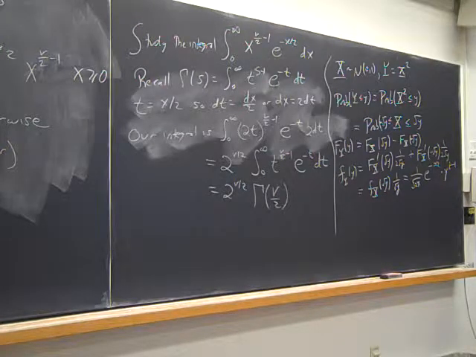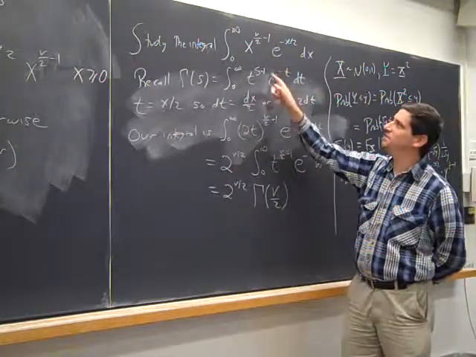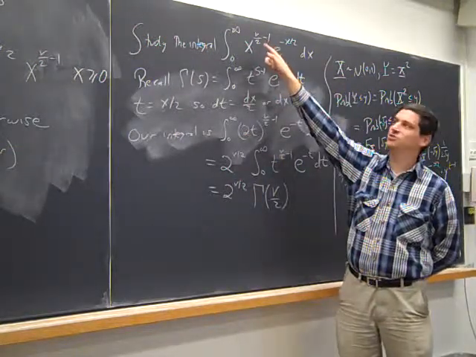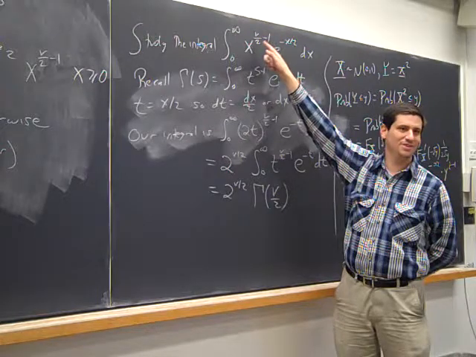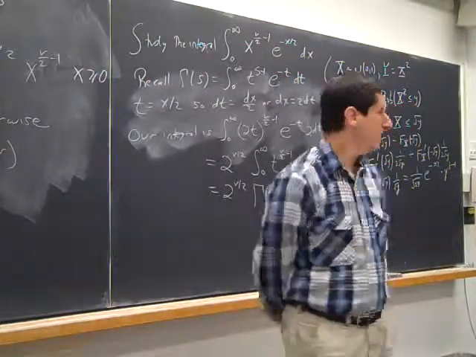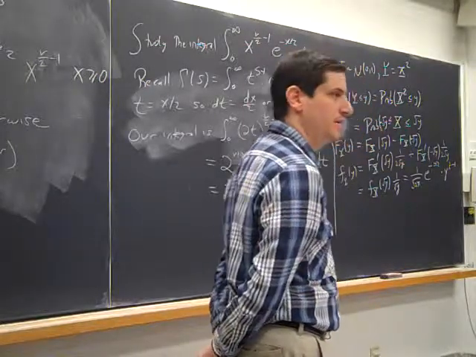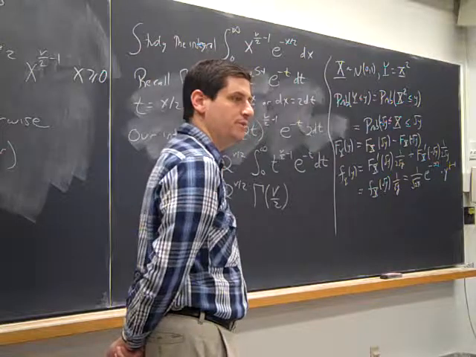Is this a valid way of writing y to the minus 1/2? Yes, the reason I'm writing it this way is because I'm trying to get it to be a chi-squared distribution with new degrees of freedom. I want to write it as nu halves minus 1. And so in fact, this looks a lot like the distribution of a chi-squared random variable with 1 degree of freedom.